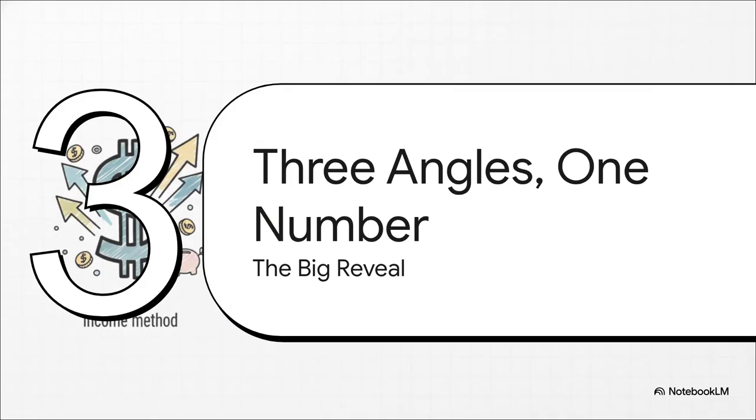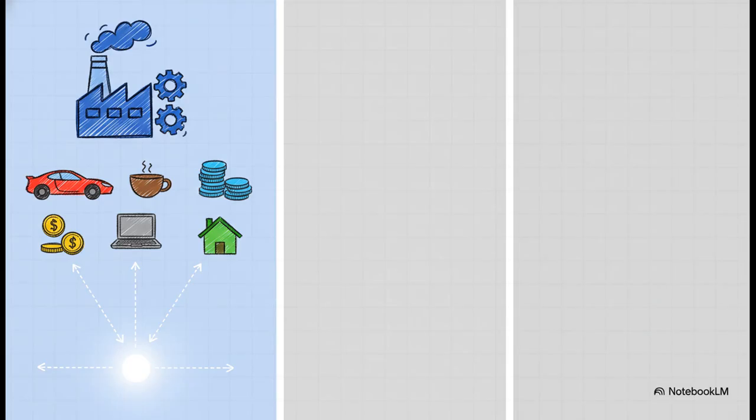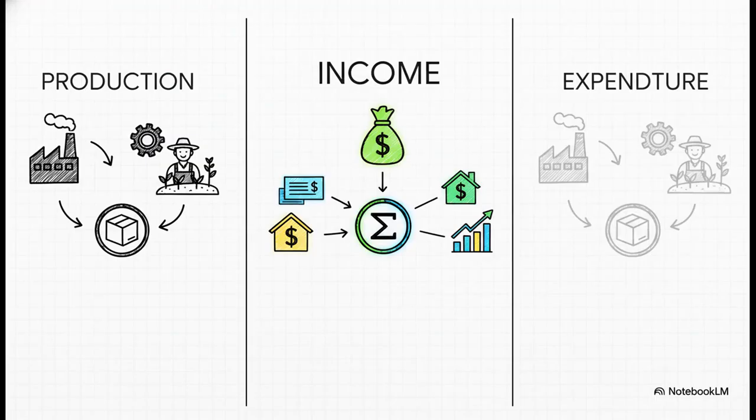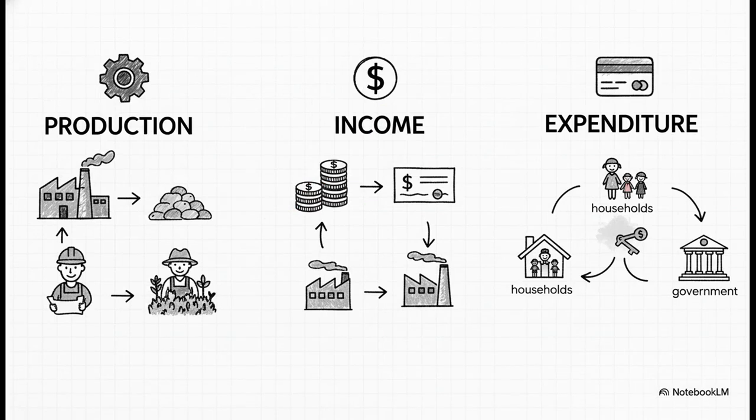So, we've looked at the economy from 3 totally different perspectives: production, income, and spending. Let's bring it all together. First, we measured production, adding up the value of everything we make. Which in turn generates income, in the form of wages and profits. Which is then used for expenditure to buy all that stuff.